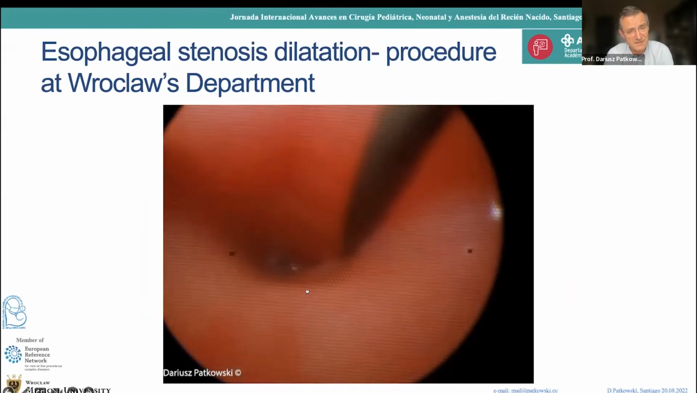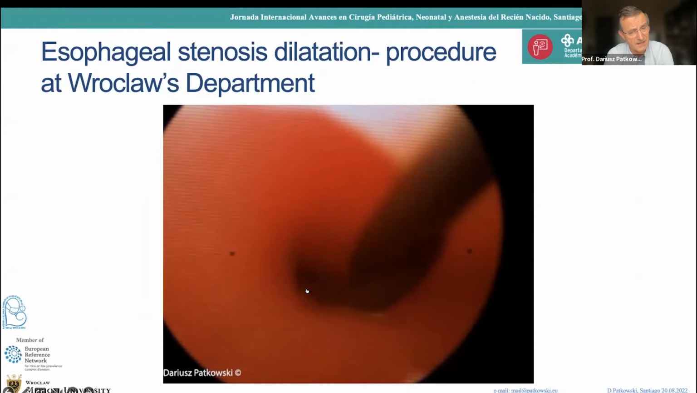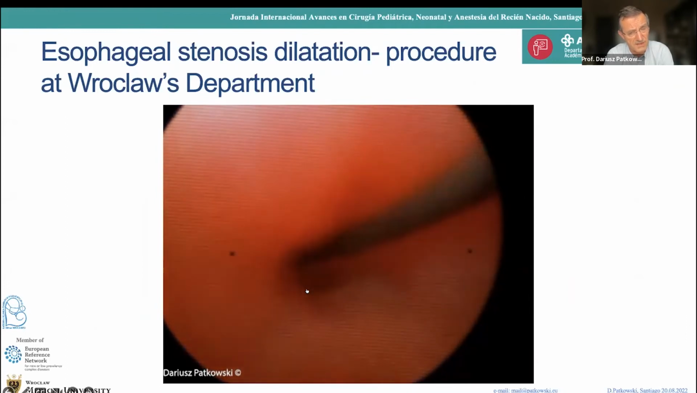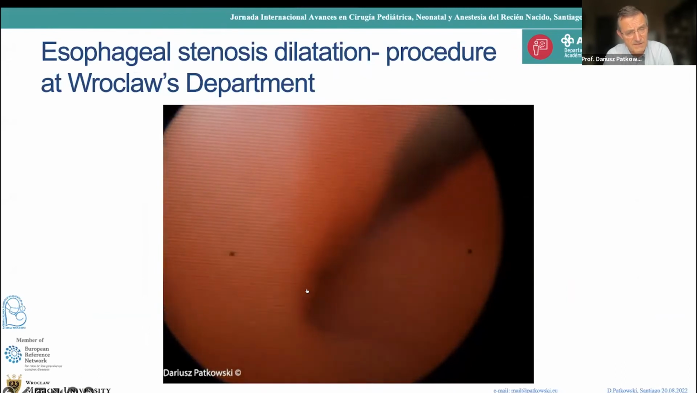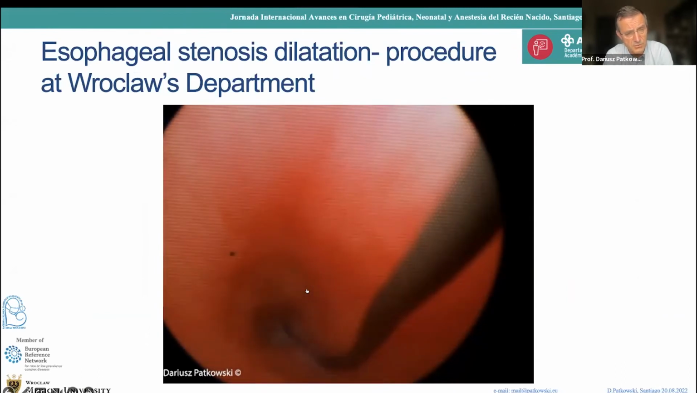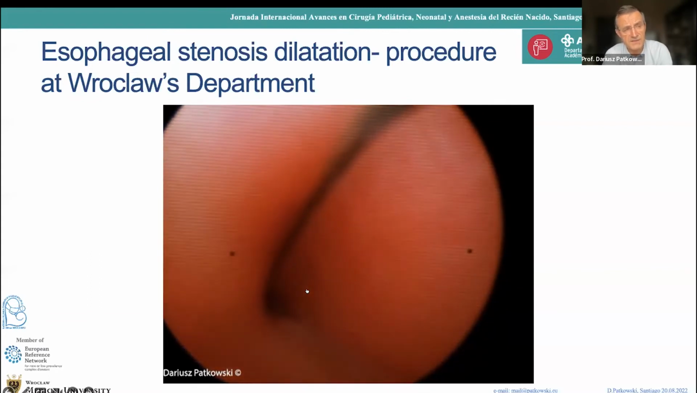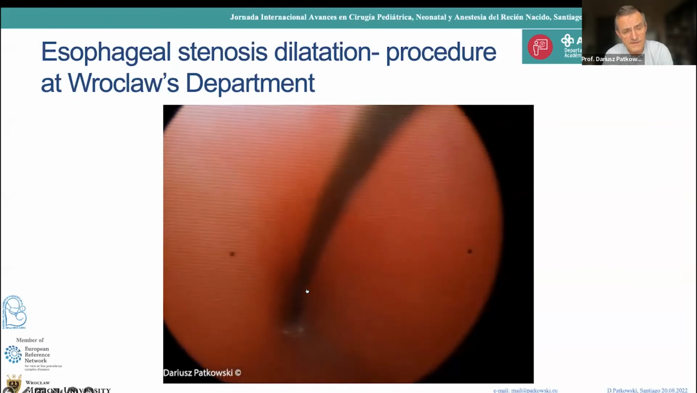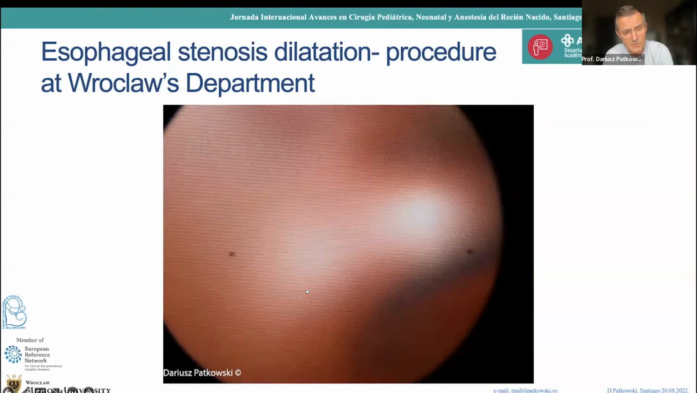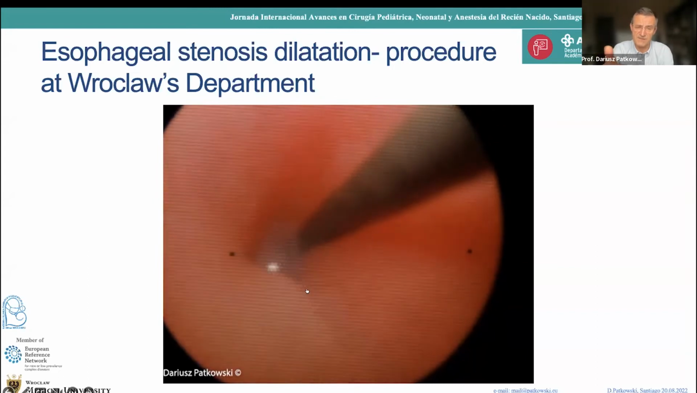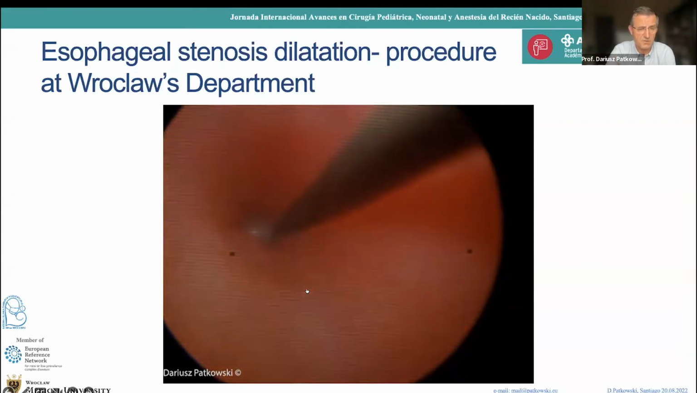So sometimes it needs time. In this case, it took almost 20-30 minutes just to go down. But finally, as you can see, I was able to go down with the soft wire. Of course, in such a case, you need to check with X-ray whether you are in the correct place, whether it's not perforated. But you can see the stenosis was real.